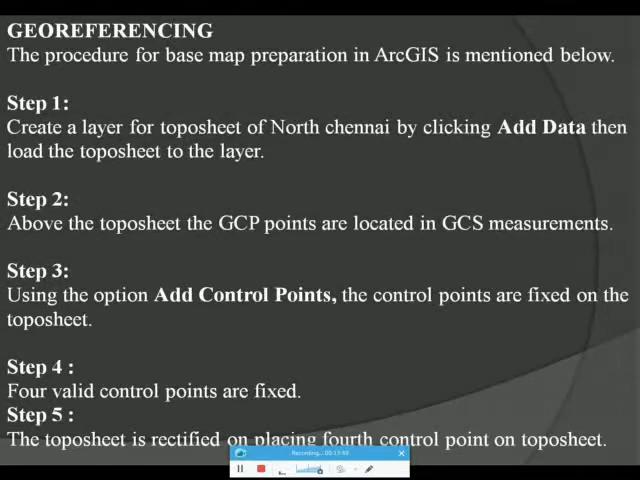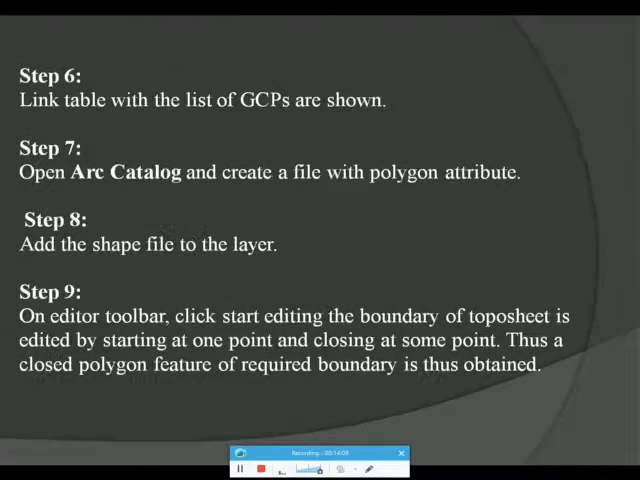Step 1. Create the layer. Step 2. Add the topo sheet. Step 3. Using the option, add control points. Step 4. Validate the control points and fix them. Step 5. The topo sheet is rectified by placing the fourth control point on the topo sheet. Step 6. Link the table with GCP. Step 7. Open ArcCatalog. Step 8. Add the shape file to the layer. Step 9. On the editor toolbar, click start editing the boundaries of the topo sheet.